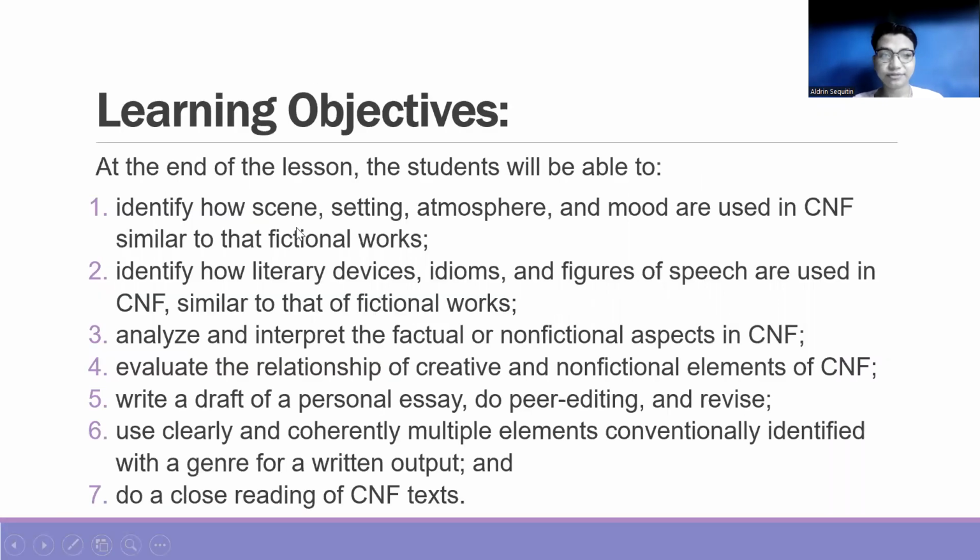Okay, so at the end of this lesson, you should be able to first identify how scene, setting, atmosphere, and mood are used in creative nonfiction, similar to that of fictional works. Second, identify how literary devices, idioms, and figures of speech are used in creative nonfiction, similar to that of fictional works. So let's start with the discussion.